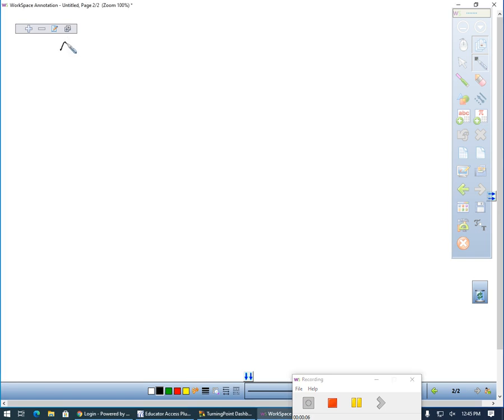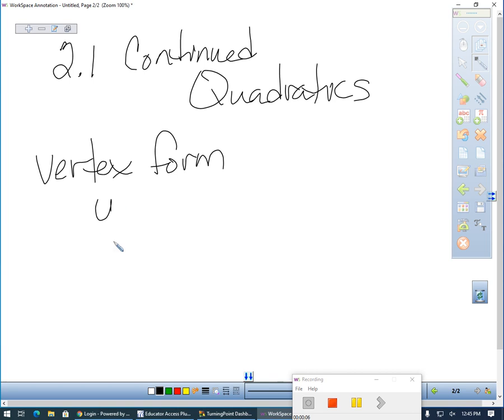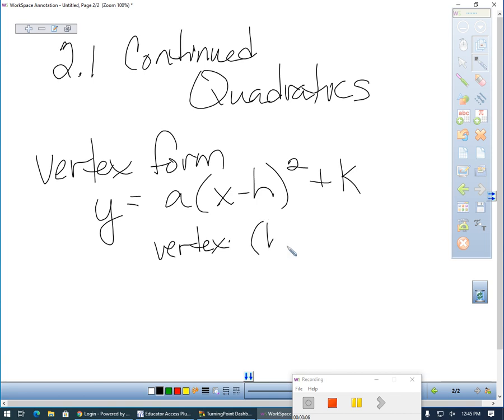And today we're going to talk about quadratics. Quadratics, of course, are our parabolas, right? And we have a couple different forms that we use with quadratics. We have our vertex form, which we always wrote as y equals a times x minus h squared plus k, where our vertex was at the point (h, k). Right? That's the form you guys remember the most.